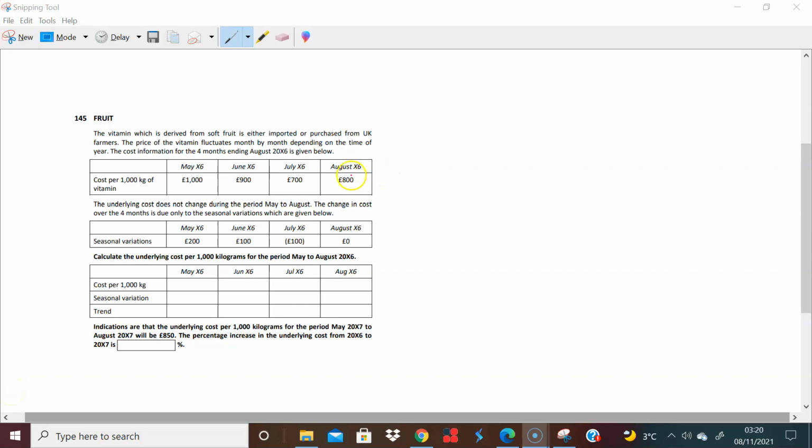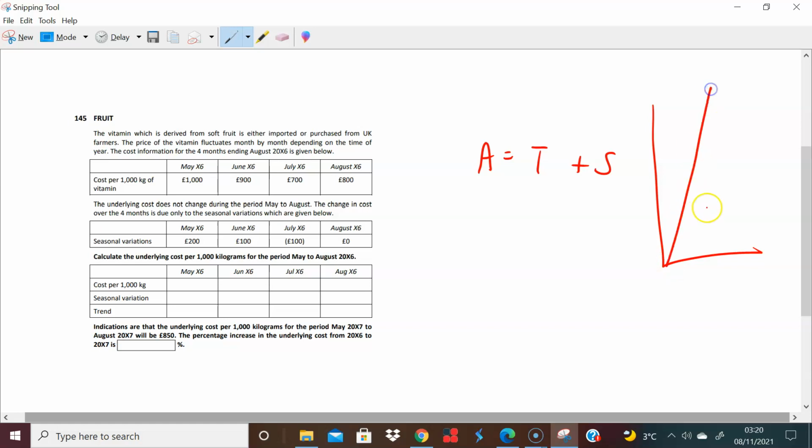Okay, so we're sort of back to our trend analysis. Remember that the actual is equal to the trend plus the seasonal. And remember, the trend is what we can extrapolate on, and the actuals live around that trend, right? That's the point. So it says here you have this information over 4 months. This is the key point here. The underlying cost does not change during the period May to August. The change is purely due to seasonal variations.